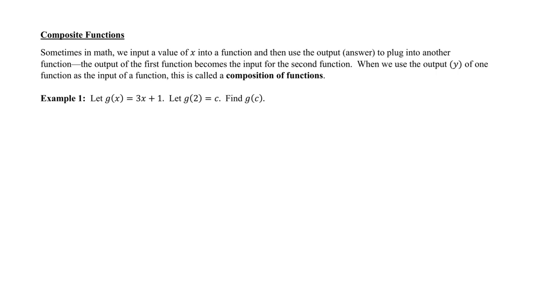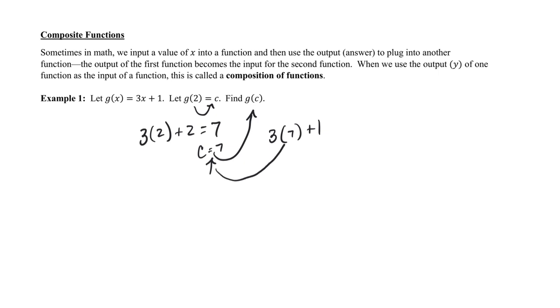So we got g of x is equal to 3x plus 1, and they said, hey, let's let g of 2 equal c. So we have to find out what c is. So I'm going to come over here to the g function. I'm going to replace the x with a 2, and I get 7, right? So now the c equals 7, and I want to put it back into the g function again. So I'm going 3 times 7 plus 1. See how I use the output of the first function, even though it's the same function, I use the output that I got there as the input into the next function, and I get 22.